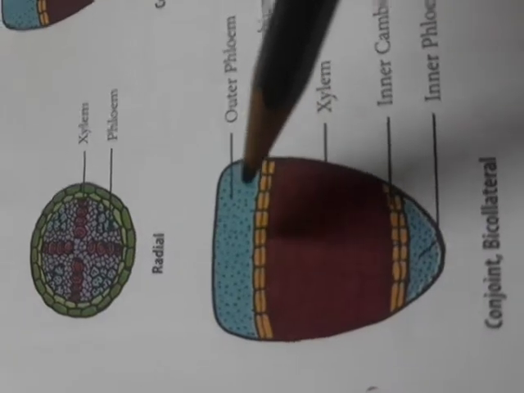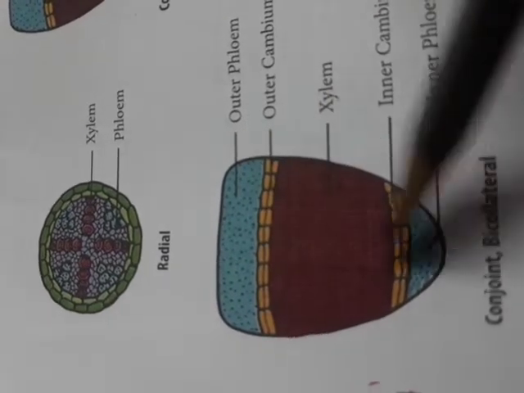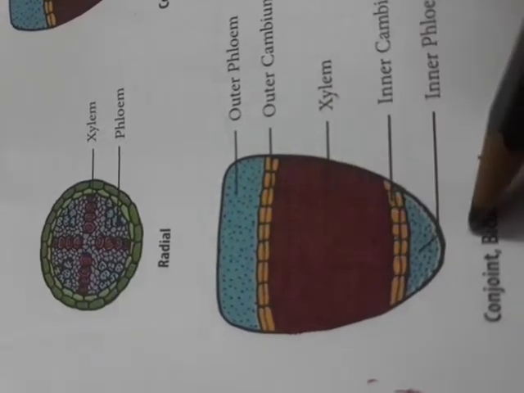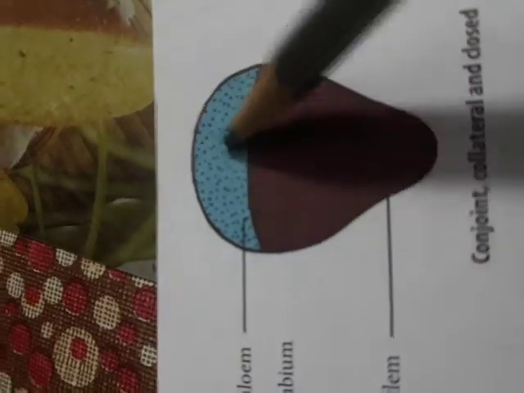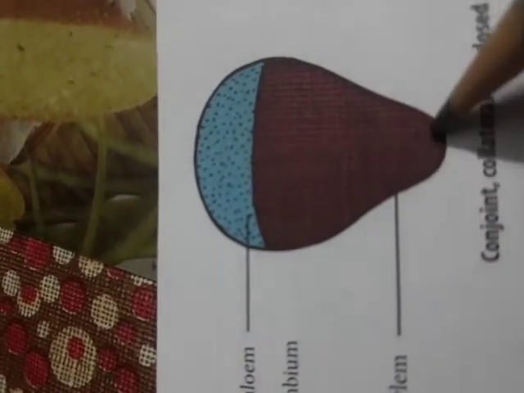Example is Cucurbita. So here it has been shown in your book, the diagram also has been shown. This is the example of bicollateral. If you see here, outer phloem, blue color phloem, this is the xylem. This is bicollateral, conjoint bicollateral. This is conjoint collateral: outside phloem, inside xylem.